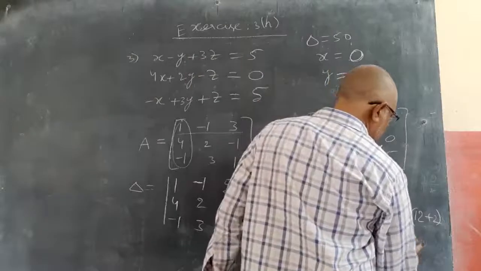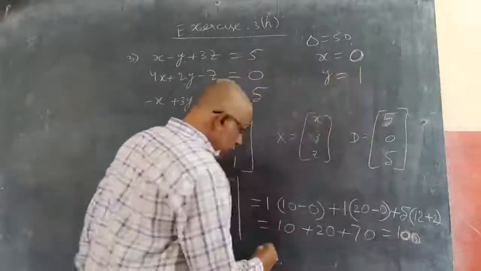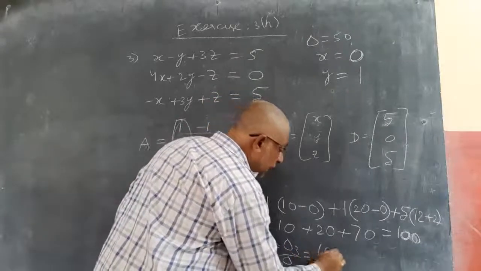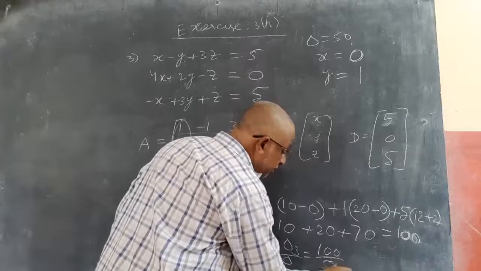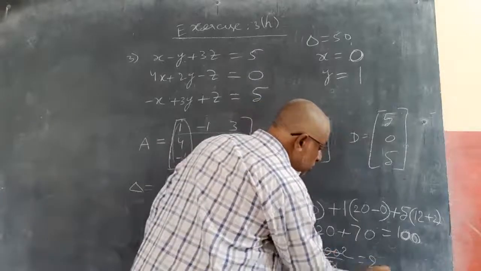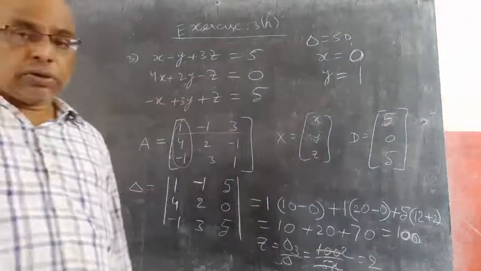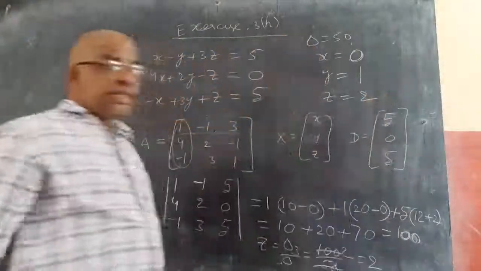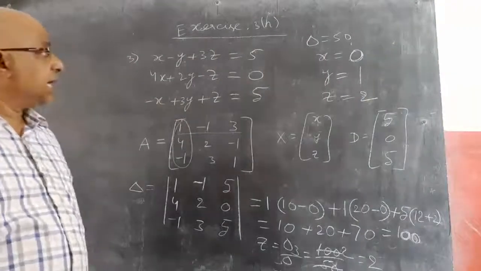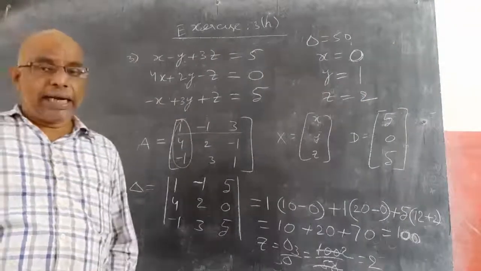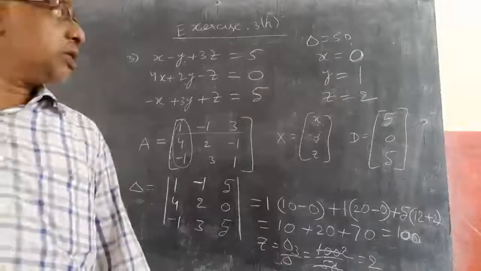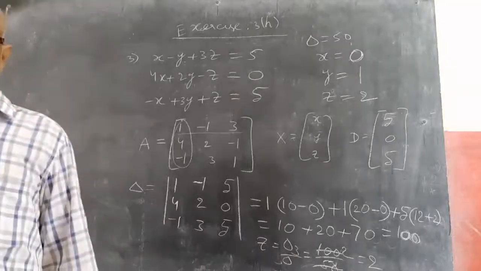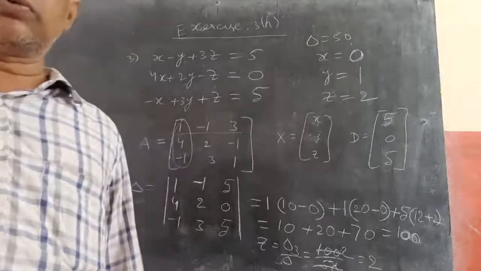Z is equal to delta 3 by delta. So this is equal to 100 by 50. 100 by 50 is 2. So z equal to 2. So by solving the 3 linear equations, I got x equal to 0, y equal to 1, z equal to 2. Like this, we will solve the 3 linear equations using Cramer's rule.